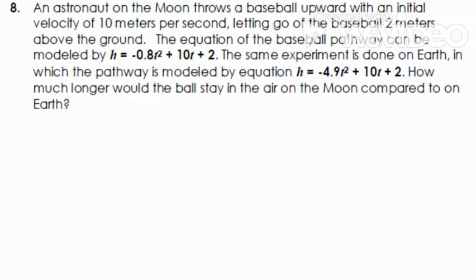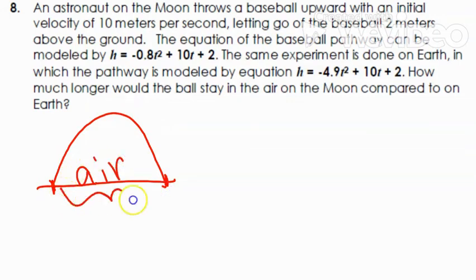But all of that is irrelevant. It doesn't even matter what all that says. Focus on this. The same experiment is done on Earth, in which the pathway is modeled by this different equation. How much longer would the ball stay in the air on the moon compared to on the Earth? So remember, when a ball is launched, that's the amount of time it's in the air, from launch to land.